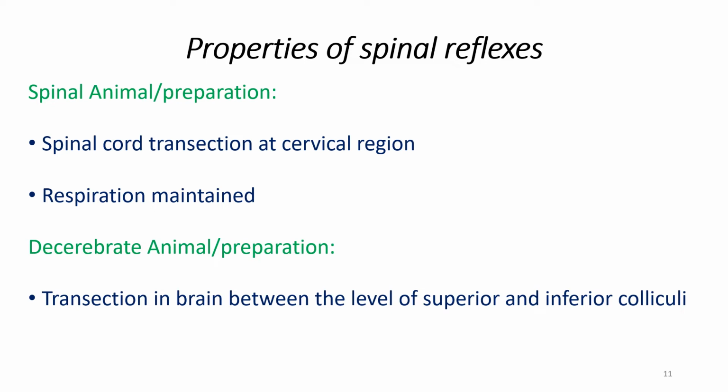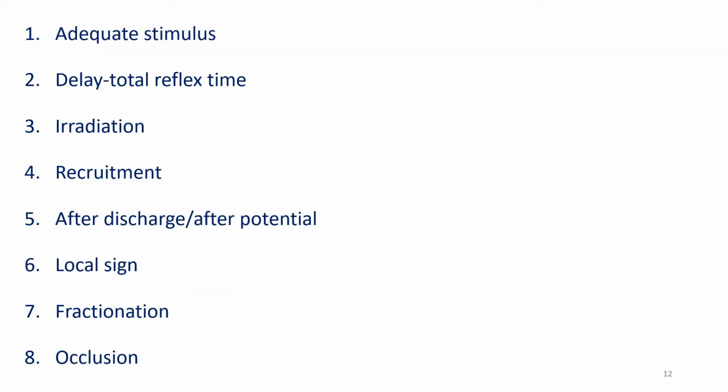Here we remove the control of the cerebral cortex or the higher center from the lower brain and the spinal cord. And in this type of preparation, the transection is done between the level of superior and inferior colliculi, that is midway between the superior and inferior colliculi. Here the respiration automatically occurs because the brainstem is intact, so we don't require any artificial respiration.